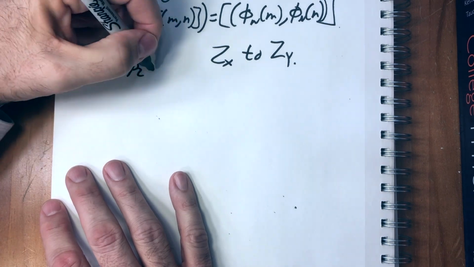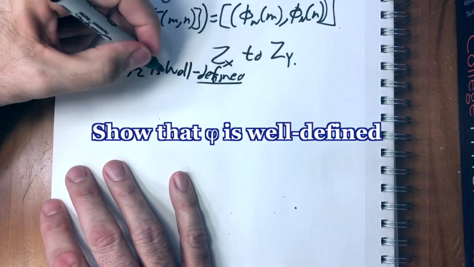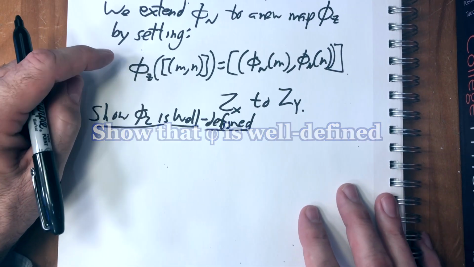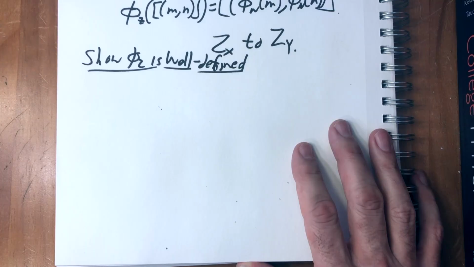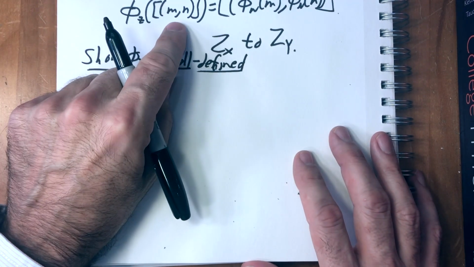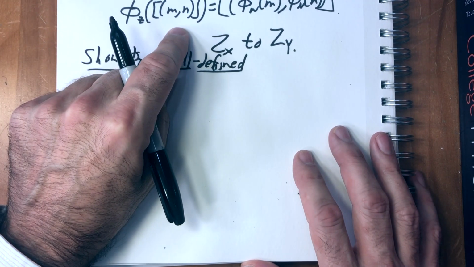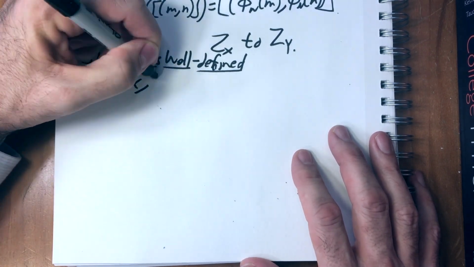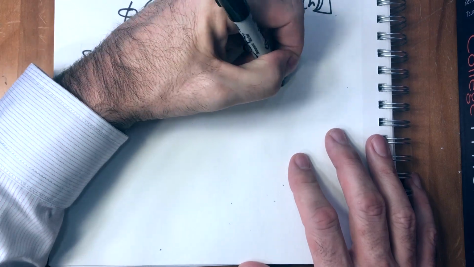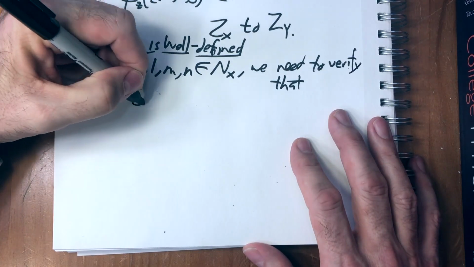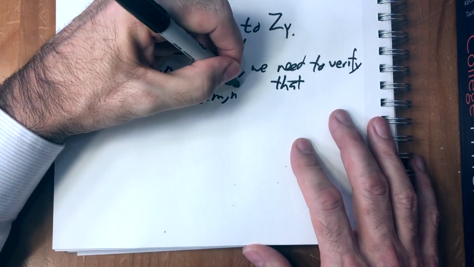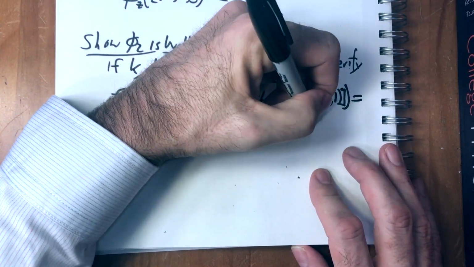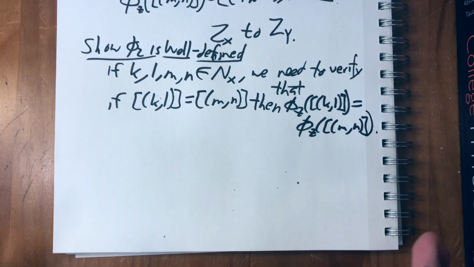Okay, so first we have to show that phi of z is well-defined. Remember, the first thing we have to do is show that this is well-defined and onto and one-to-one. And they're not so easy for this because the integers are equivalence classes. So we need to verify that this is well-defined, which means that if k, l, m, and n are elements of the naturals in x, we need to verify that if k comma l equals m comma n, then phi of k comma l equals phi of m comma n, right? And this is the vertical line test.